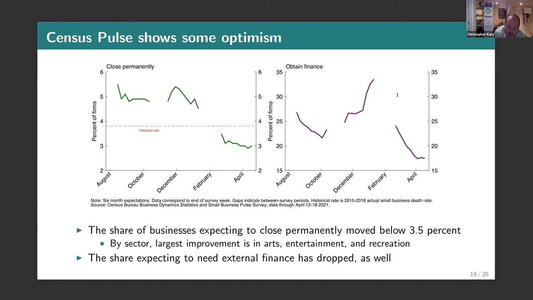And that might be consistent with the idea that a lot of organizations no longer needed finance. An interesting aspect of this too is that the largest improvement we saw comes from arts, entertainment, and recreation, which we know received a lot of supplemental funds through the PPP program that came back at the turn of the year. That's consistent with the idea that you don't need external finance anymore.